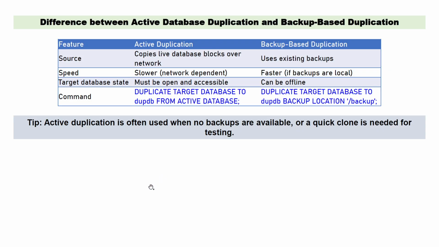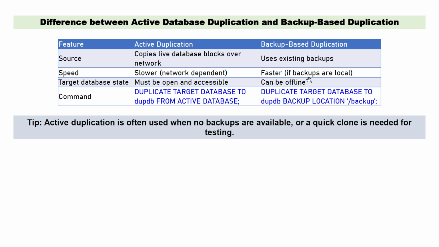Let's understand the difference between active database duplication and backup based duplication. As you may be aware, there are two methods of duplicating the database in RMAN. One is called active duplication, one is backup based duplication. In active duplication, it copies the live database blocks over the network. It is slower because it depends on the network, because you need to connect to the source database, and over the network it will copy the data files.